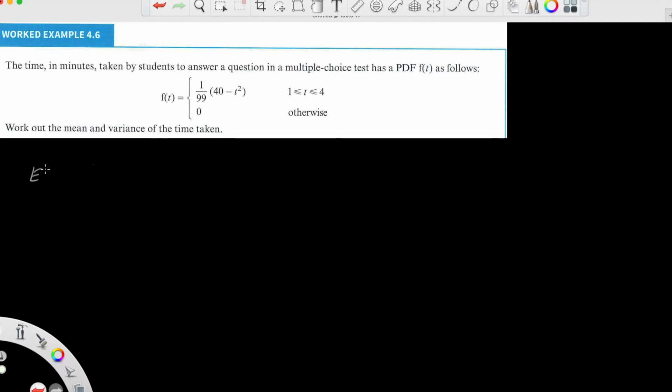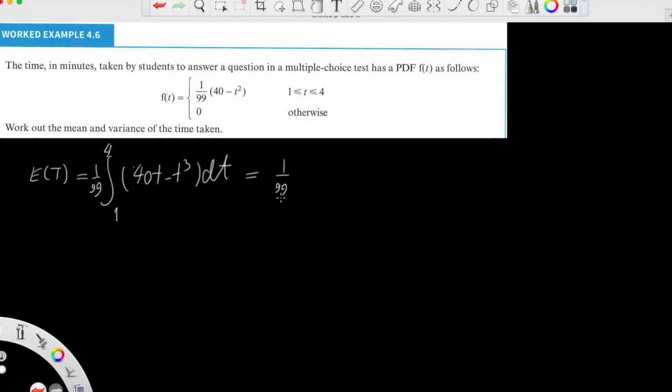So mean is expectation actually. The variable here is t, so that's why I use t. So the integration, now the interval in which this function is defined is 1 to 4. Then I put 1 over 99 out, so it was x f of x. Now here it is t f of t, so this expression should be multiplied by t, so it will be 4t minus t cubed dt.